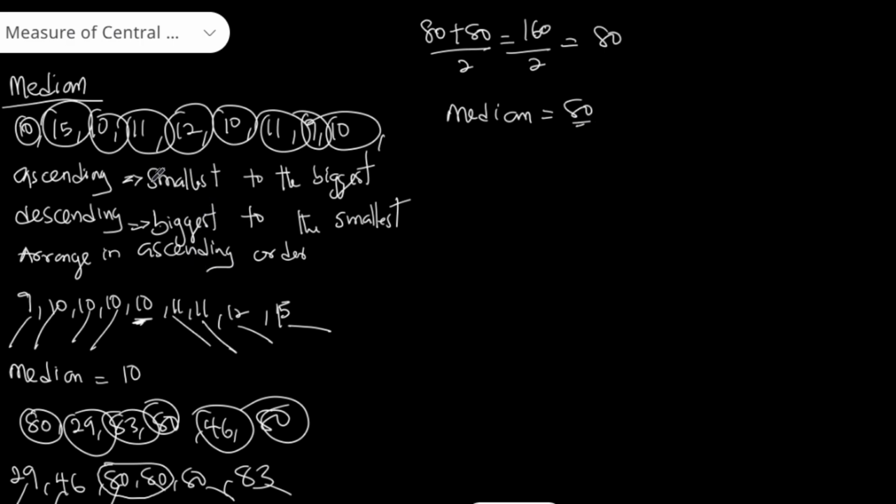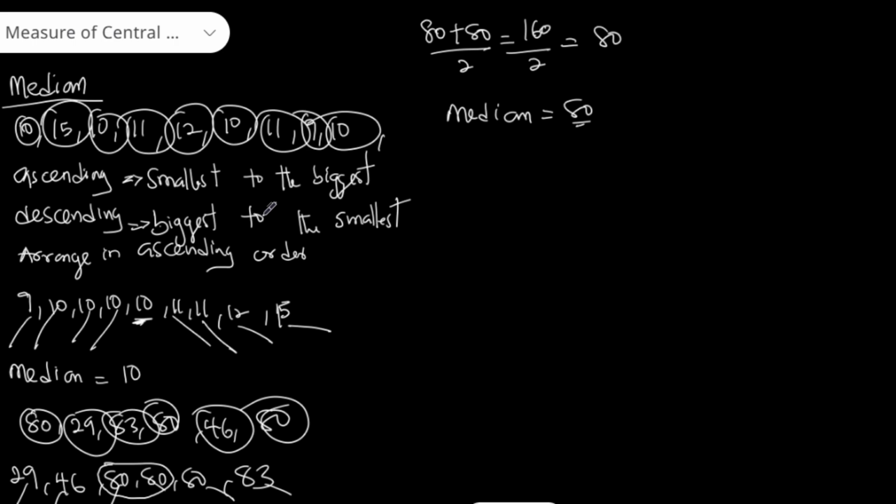So when the total of the numbers in the data is odd, the middle number automatically becomes the median. But when the total of numbers in the data is even, the two numbers in the middle added and divided by 2 is the median. Now, this is easier because these are ungrouped data.